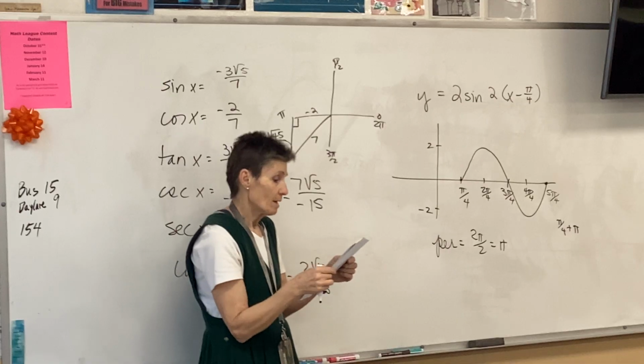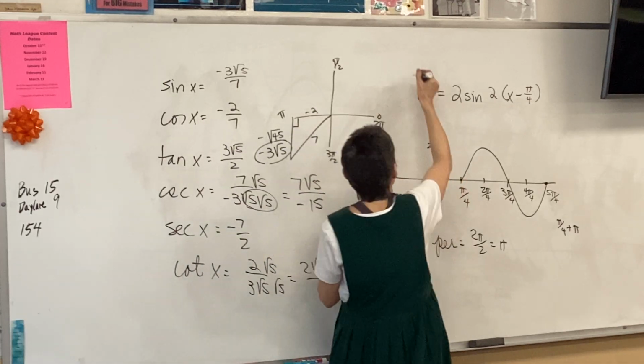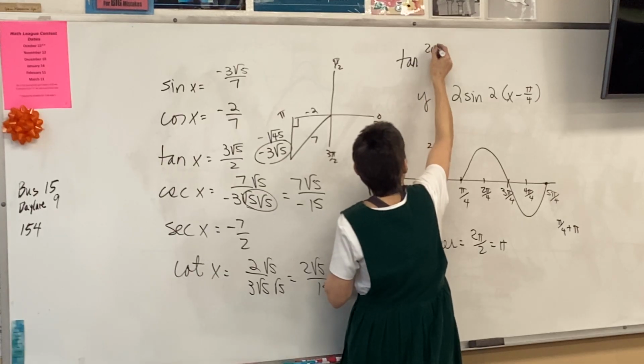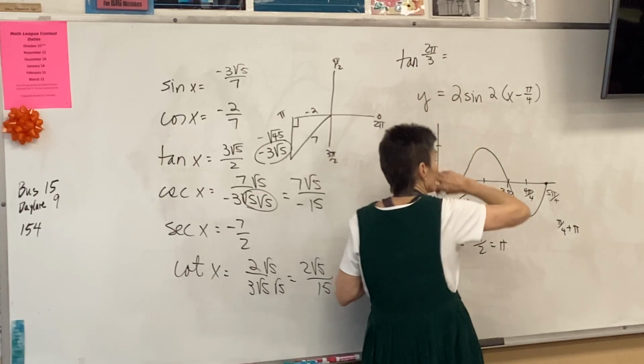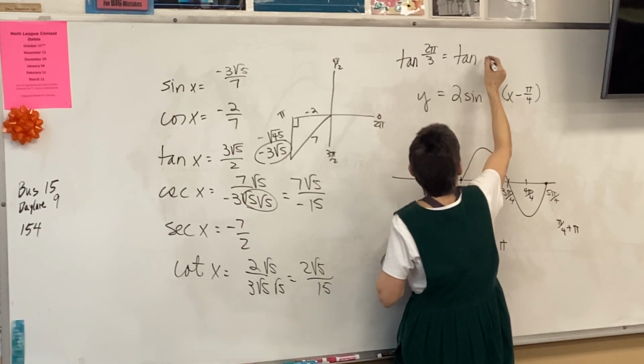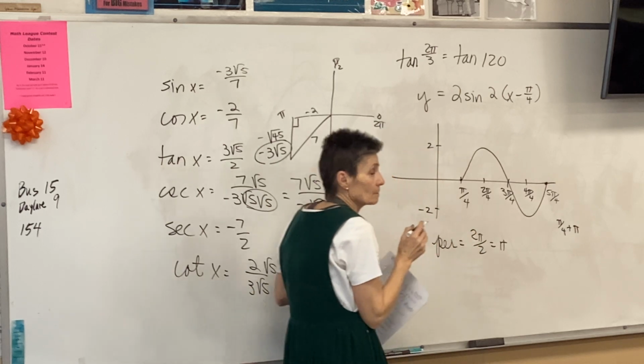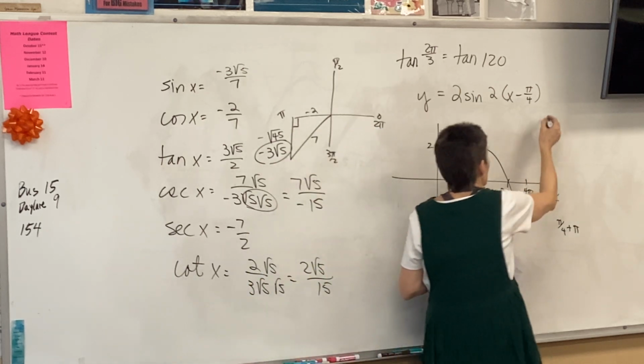Okay, perfect. Find the exact value, so no calculator, tan 2 pi over 3. And so that's 120.